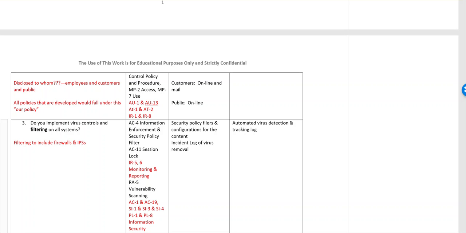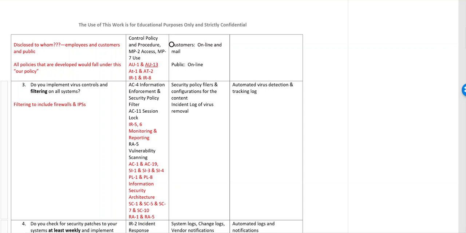For instance, number 3, do you implement virus controls and filtering on all your systems? Well, correct me if I'm wrong, but I don't know the definition of filtering in cybersecurity. So we put that assumption. It's going to include firewalls and intrusion protection systems or intrusion detection systems and the like. So in this one, we said, here are the controls we came up with. The list began to get very lengthy. And the artifacts are these filters and configurations and an incident log.